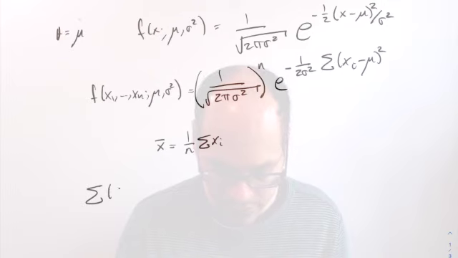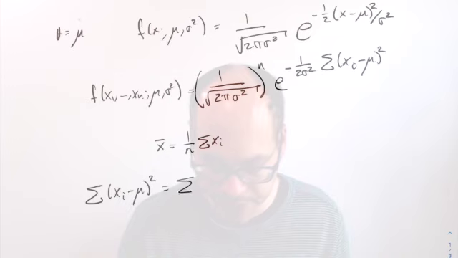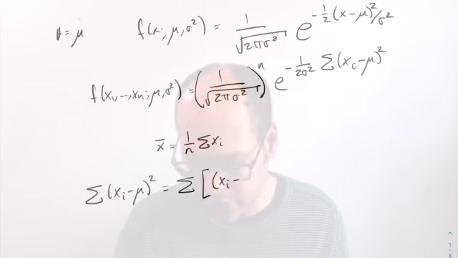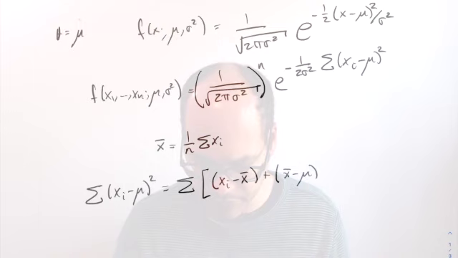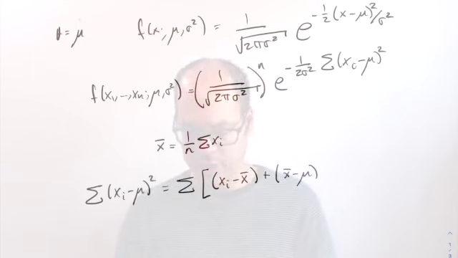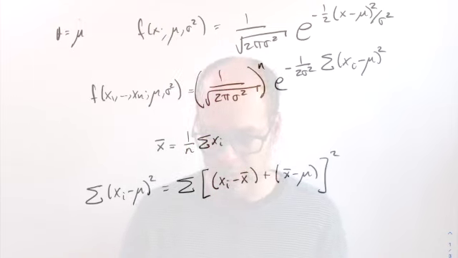So what do we have? xi minus mu squared. I'm going to think of this as xi minus, let's say, x bar, plus x bar minus mu. Did I do that right? Yeah, I did. Okay, good. So it's that thing squared.